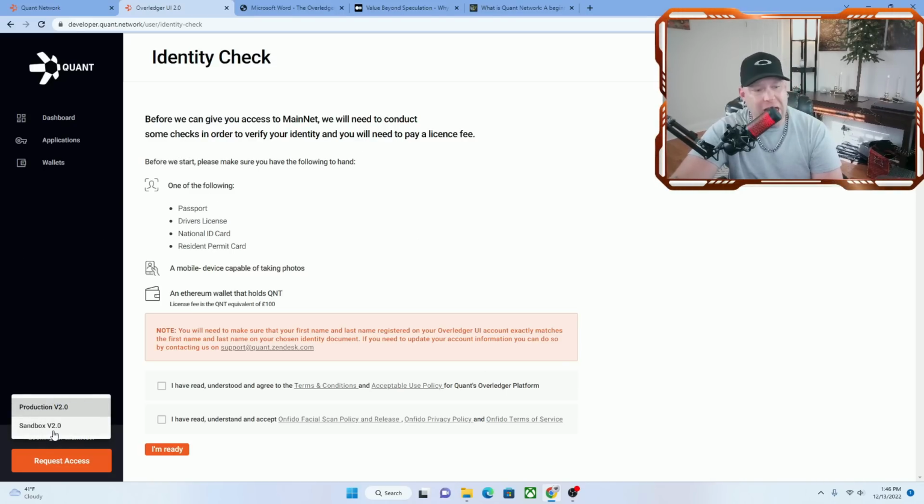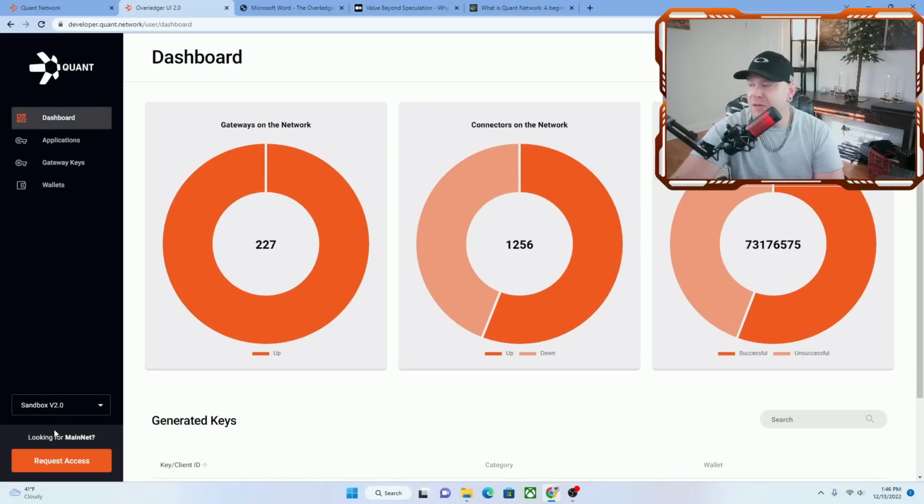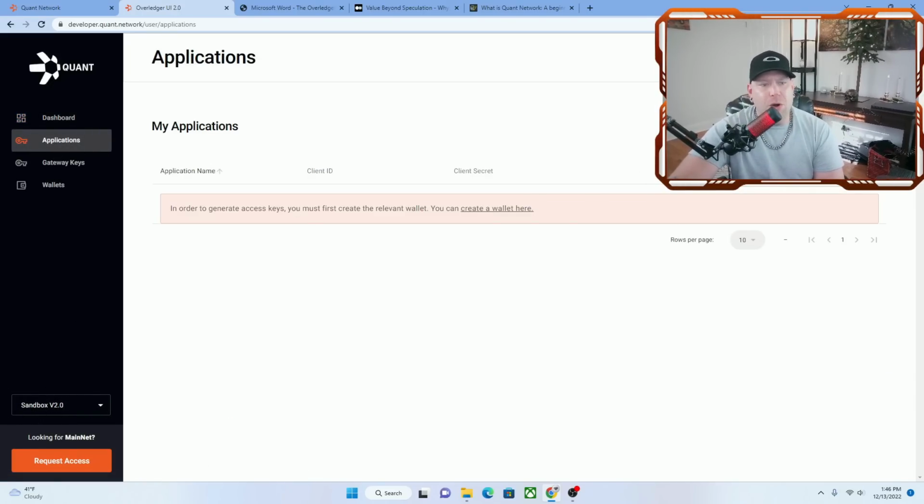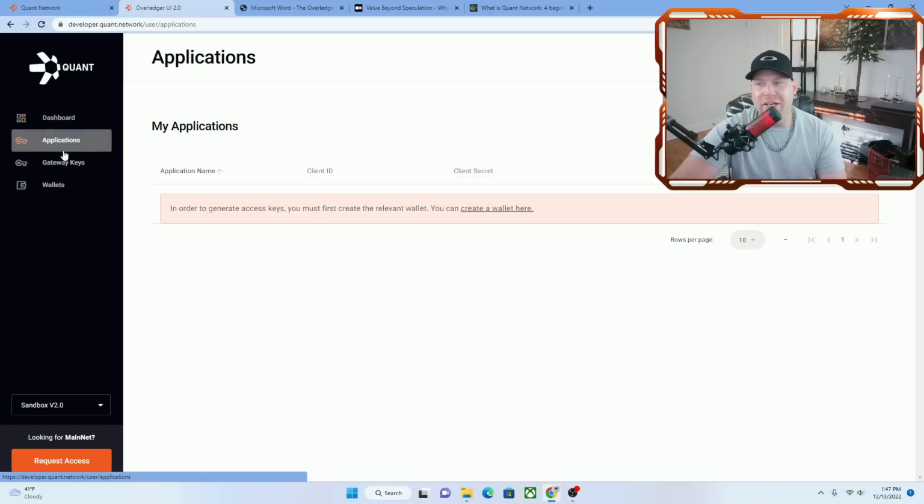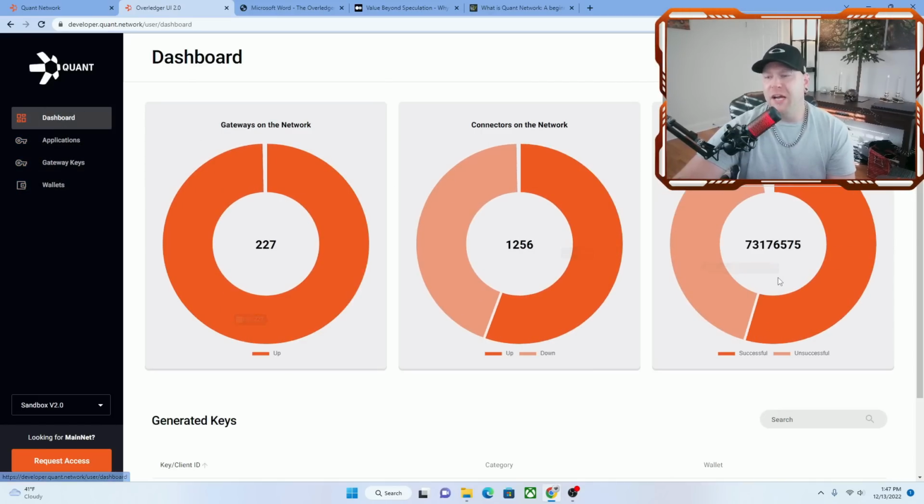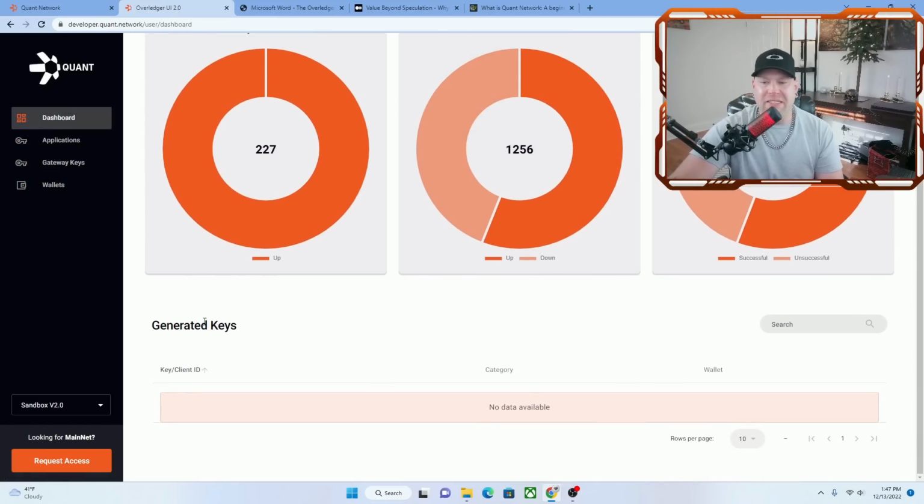But you can go ahead and take kind of a view of it in the sandbox mode. As you see right here, I can toggle between sandbox and mainnet. As of right now, there is no applications, gateway keys, or wallets in here, but this is what it would look like in the production mode if you were to go ahead and use it for production and development, just so you guys can have a basic idea of what you're going to be seeing when you go in there.